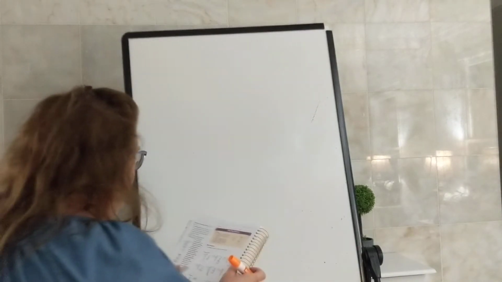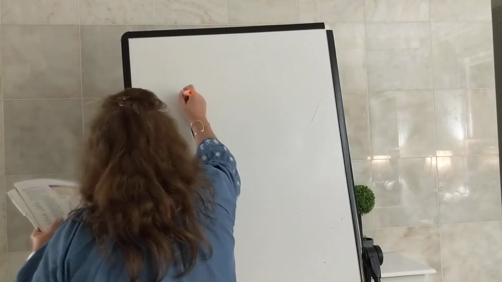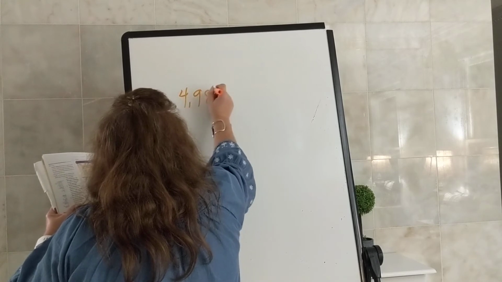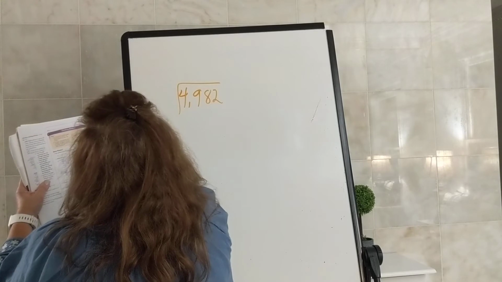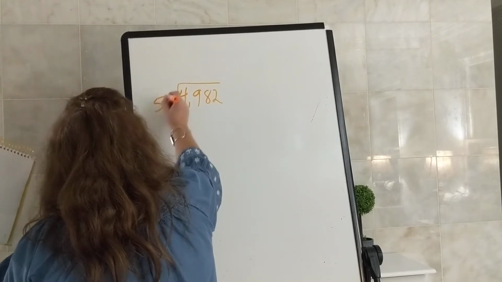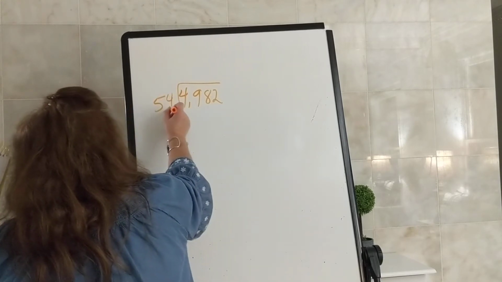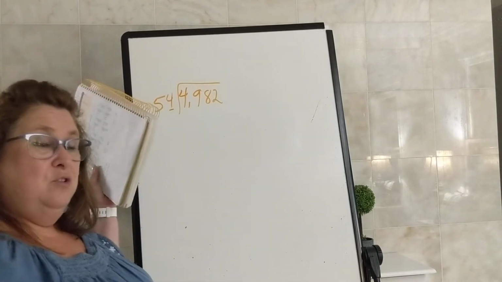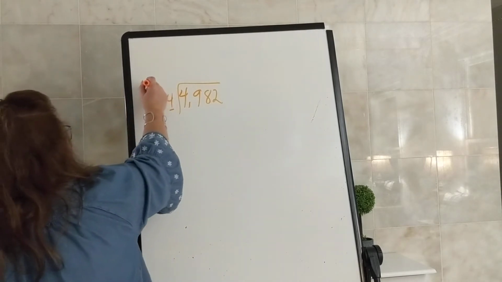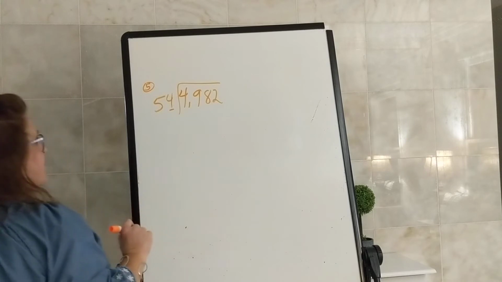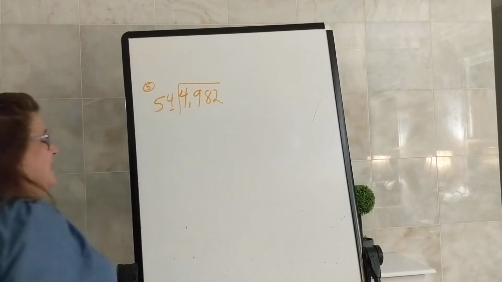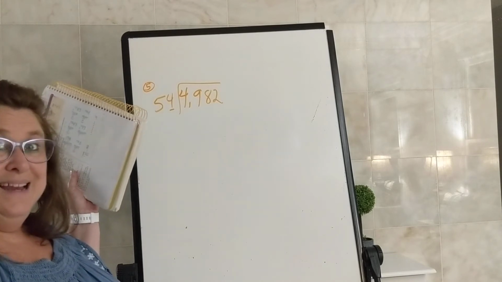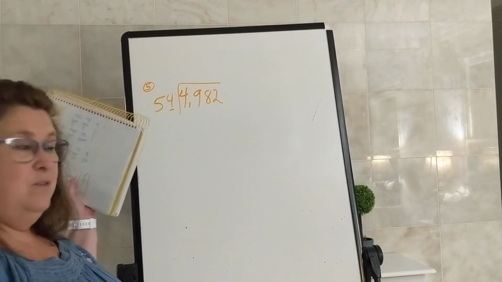All right, so letter B. We have 4,982 divided by 54. So I'm going to look at my divisor. My second digit is a 4. It says 0, 1, 2, 3, or 4. So my pretend divisor is going to be 5. So how many times will 5 go into 4? It can't. How many times will 5 go into 49? 5 can go into 49 9 times, right? 9 times 5 is 45.